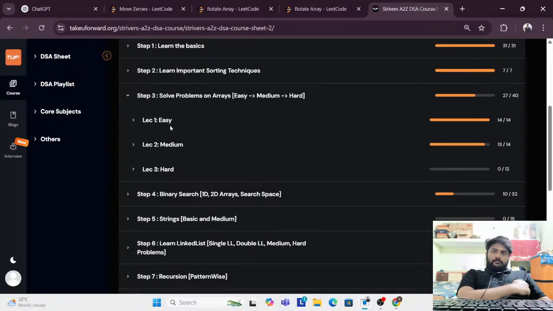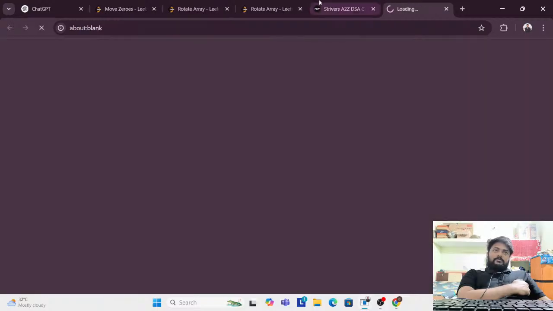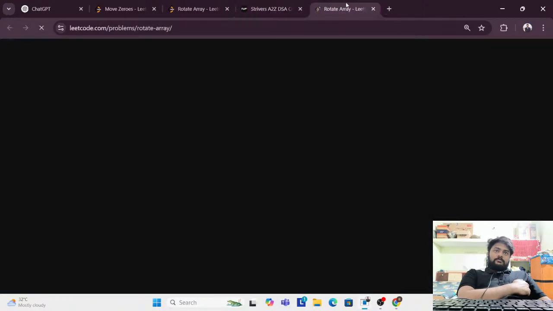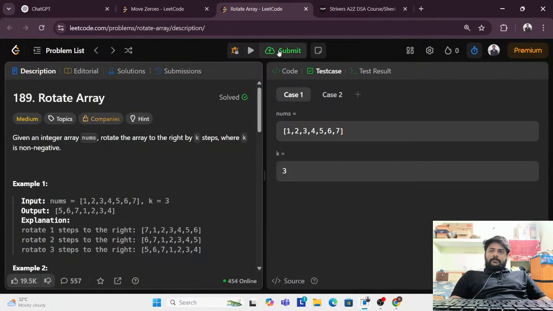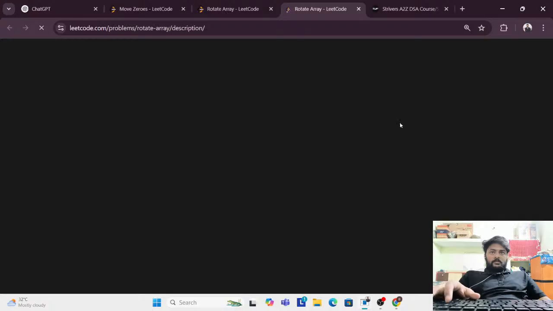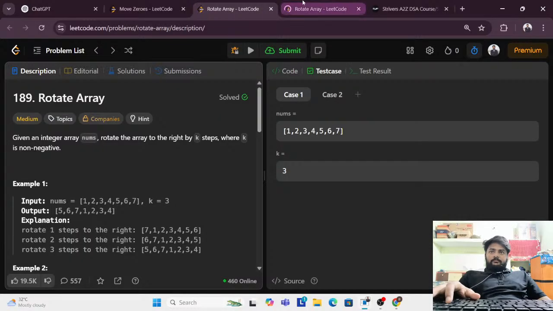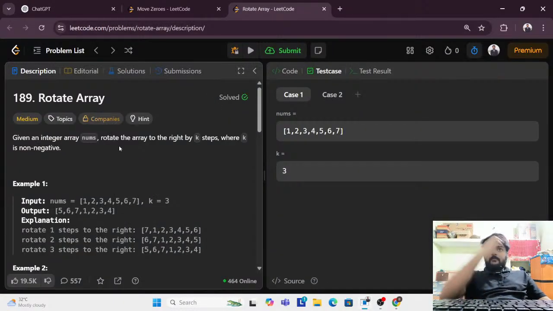Okay, so within the easy part, rotate by one place. By the way, both questions were the same, this and the earlier one. Both questions are the same, 189, right? So it does not matter which we solve. Okay, so remove this driver sheet.